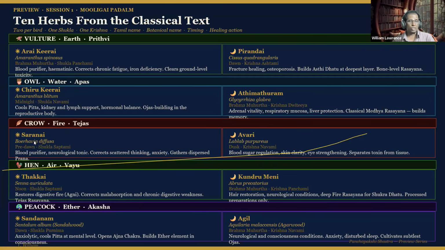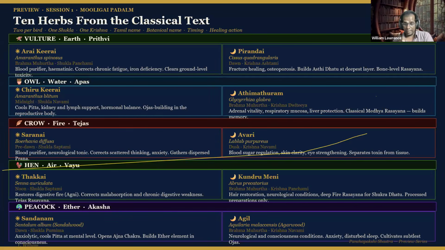Crow is the fire. So this is Saranai, a particular herb. Hen is Takkai. This is sandalwood actually, the typical sandalwood. Pirande is very, very good for knee pain, bone related problems, fracture healing. They will give Pirande. Adimodram, I think the Sanskrit is very famous for cold. Everybody will take it for throat problems, respiratory problems. It's excellent. Another one is Avari and Kundrumani.